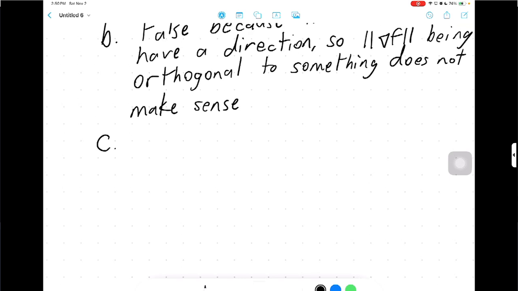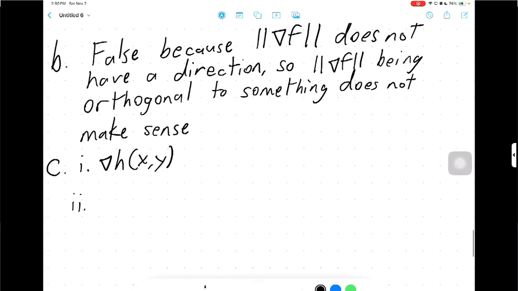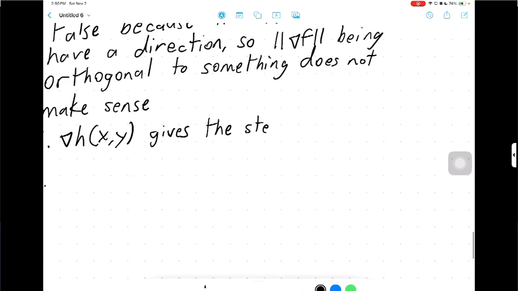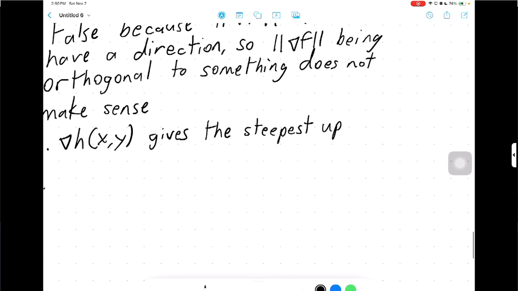C. This has two parts. You're hiking on a mountain where the height of the mountain is defined by h of xy. You're an avid hiker and you want to ensure you always hike in the steepest uphill direction. It says to give an expression that determines which direction you should go at any point xy. So this is essentially just the property of the gradient of h of xy: it gives the steepest uphill direction.